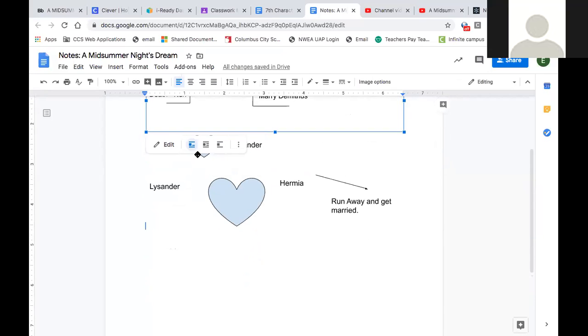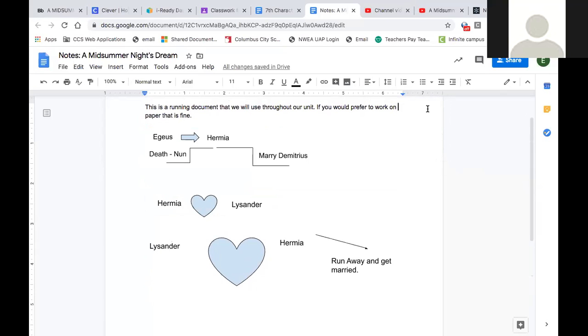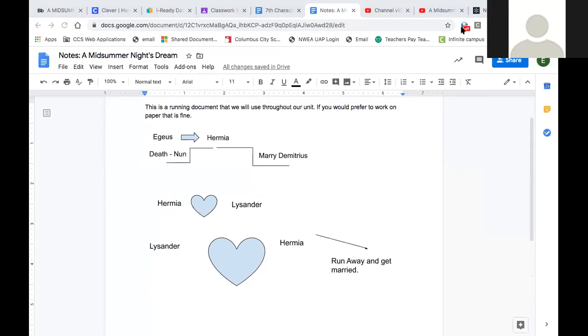Okay, wait, go back up. I gotta write all that. I didn't write none of that. Does that make sense, my little drawing? Yeah. I mean, Hermia, either death, nun, or marry Demetrius. Okay, so let me write that. Theseus is like, you don't have to die, you can just be a nun.